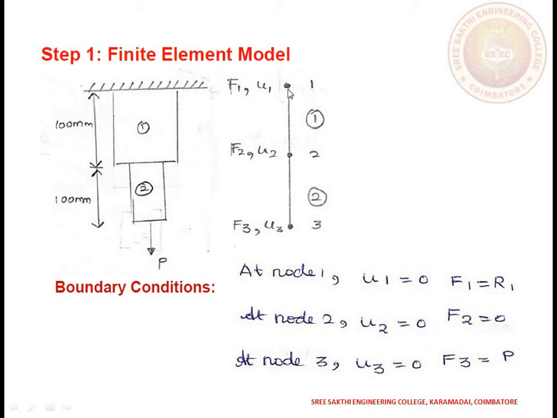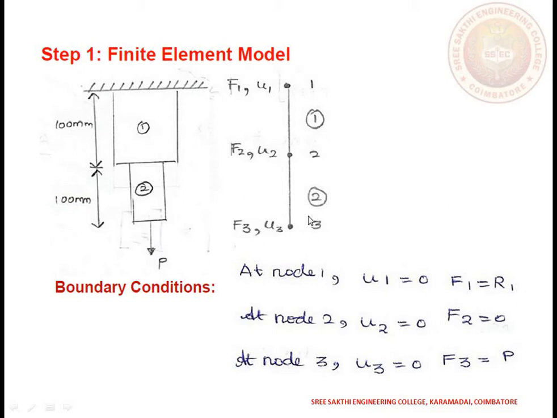Here it is given as a line element. A one dimensional element is nothing but a line, made up of line. So this bar is classified into this type of model. Here is F1 and U1, F is a force, U1 is a displacement. Then in part 2, that is F2 and U2, then F3 and U3. U is displacement, F is force.